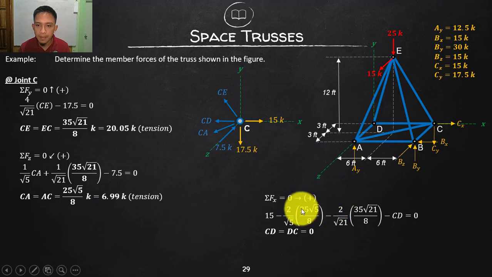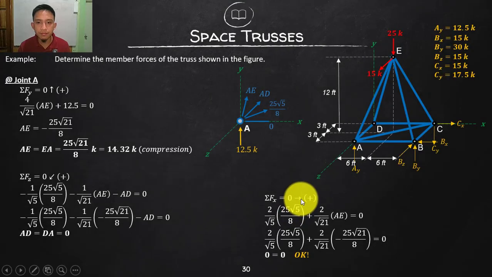Here is 50 all over 8. This is 70 all over 8. That is 120 all over 8. 120 divided by 8 is 15, these are both negative, so negative 15. And that is positive, so it will become 0. So CD has nothing to be equated with. So that is a 0 force member. Okay? So 0 force member.